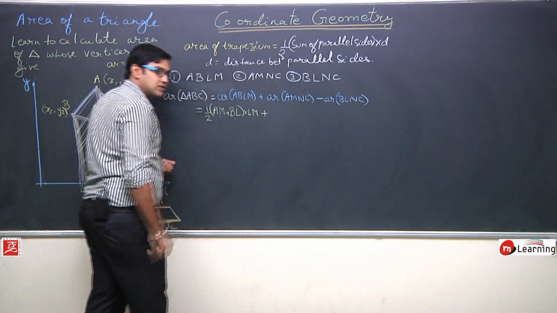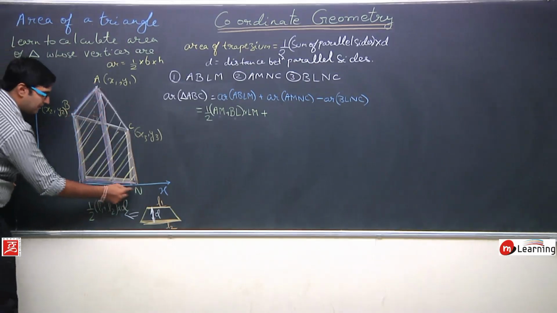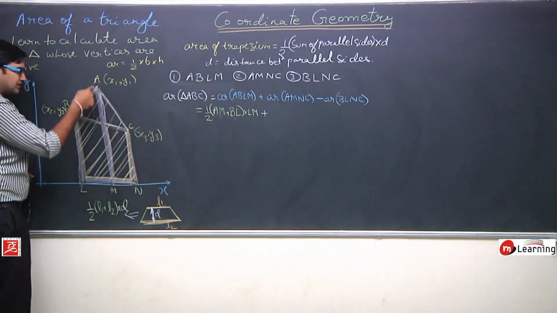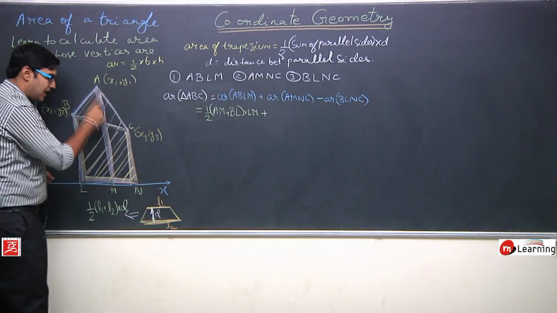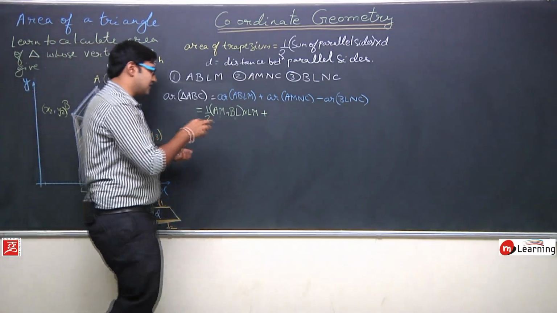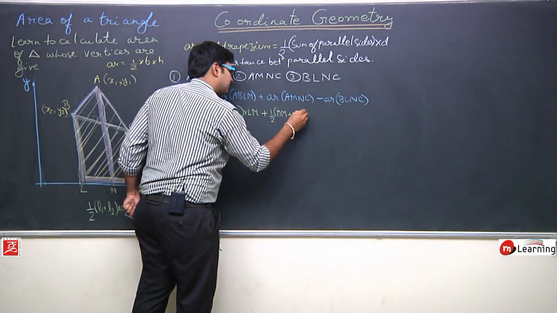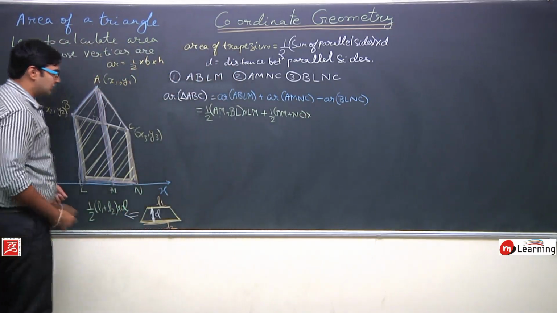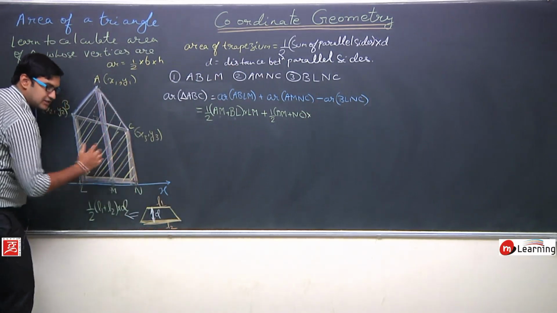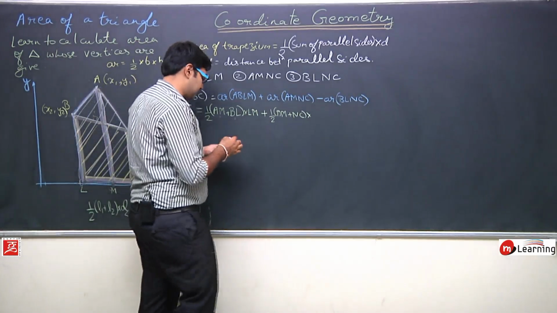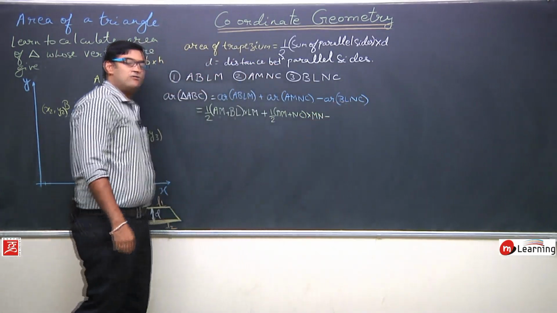Okay. Now plus, let's talk about the area of AMNC. This is AMNC. In AMNC you can see AM is parallel to NC. So the two parallel sides are AM and NC. Okay, so the area of this trapezium will be half into AM plus NC into the distance between these two parallel lines. The distance between these two parallel lines is MN. You can see this, MN is the distance between these two parallel lines. So into MN, minus, now the area of trapezium BLNC.